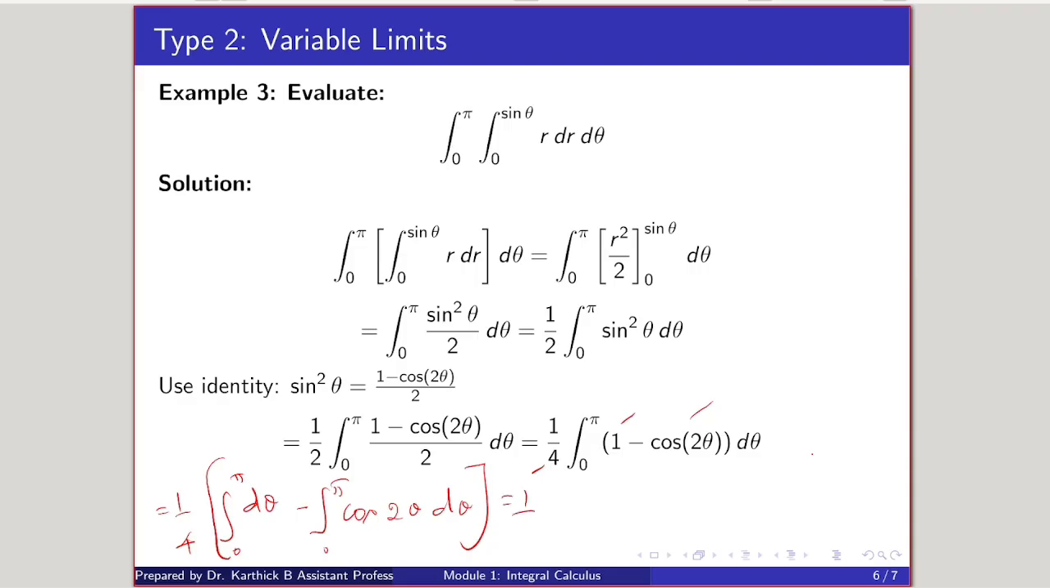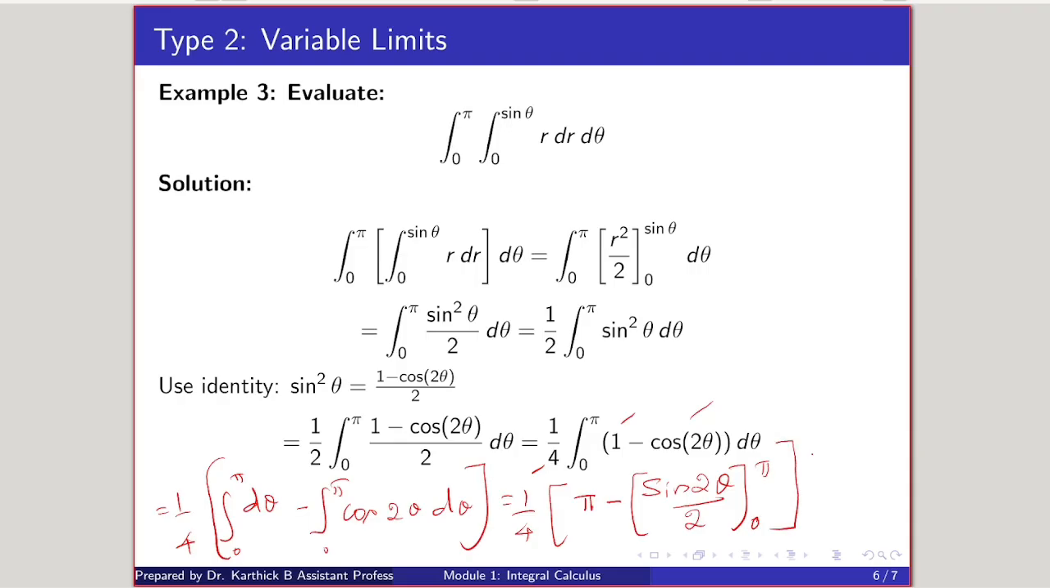So here integration and differentiation of 1 will cancel and I will get the value pi, minus, if I integrate cos, I will get sine. So cos 2 theta means sine 2 theta by 2. Then I have to substitute the limits 0 to pi.